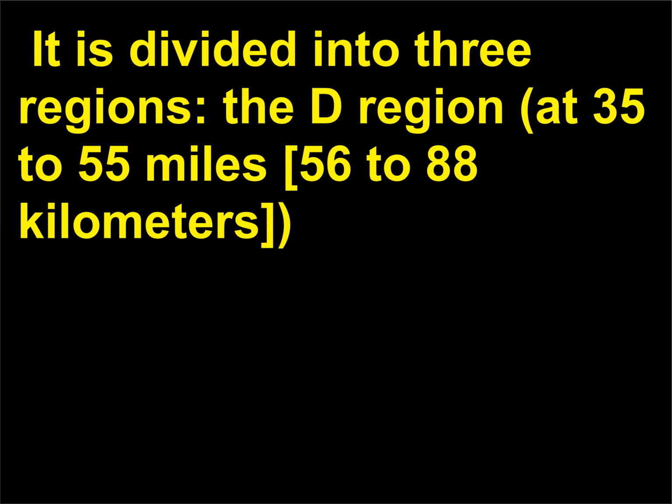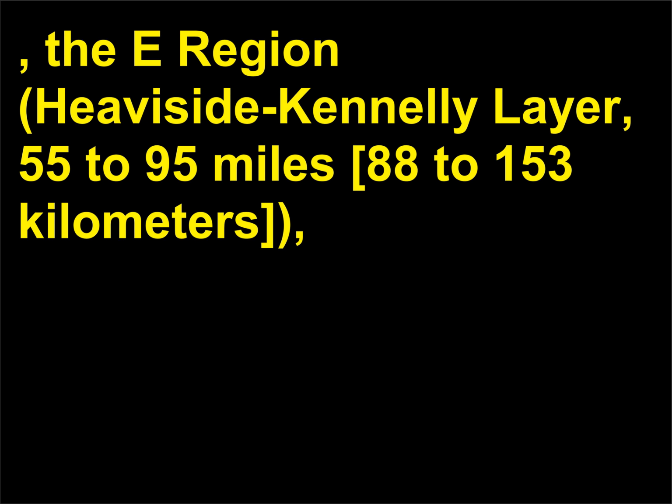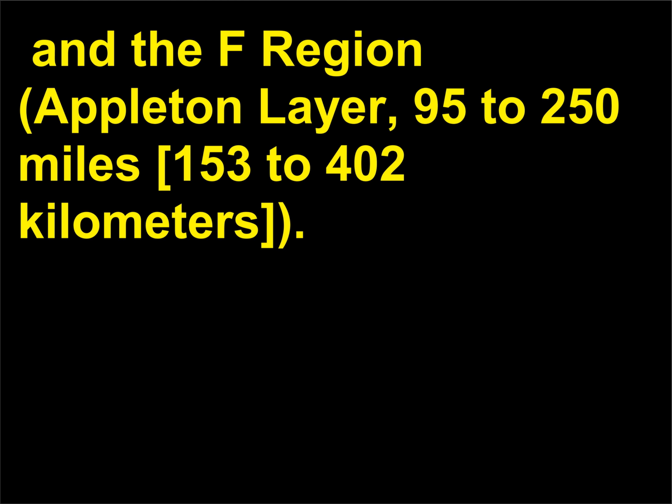It is divided into 3 regions, the D region, at 35 to 55 miles, 56 to 88 kilometers. The E region, Heaviside layer, 55 to 95 miles, 88 to 153 kilometers. And the F region, Appleton layer, 95 to 250 miles, 153 to 402 kilometers.